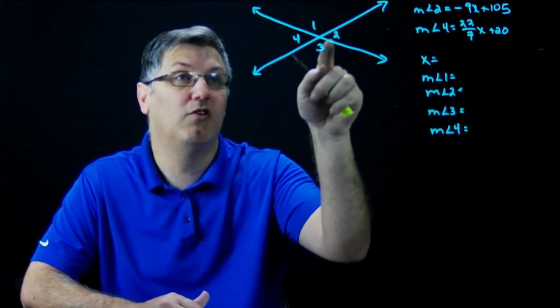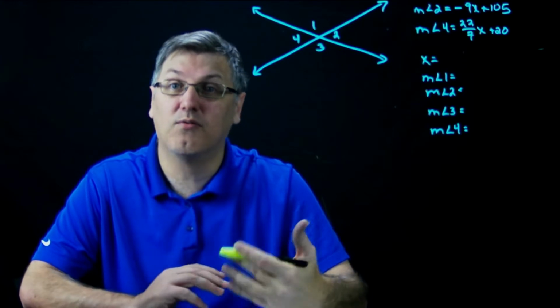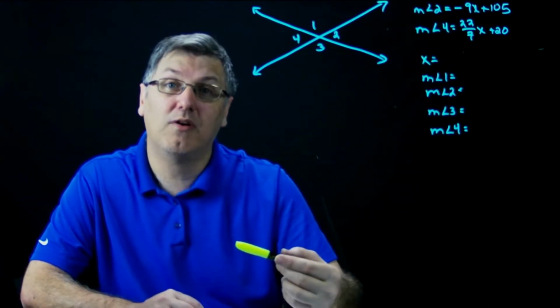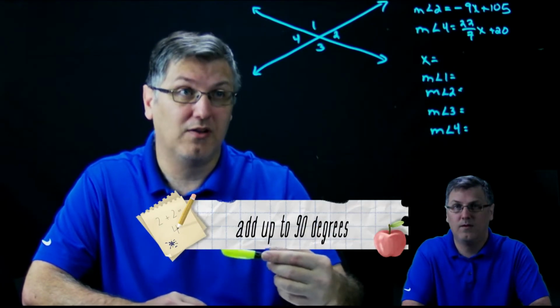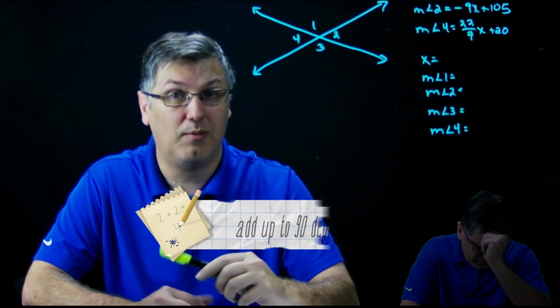I want to find all the measurements of these angles by using these equations and using those concepts of vertical, supplementary, and complementary angles. Now, we're not going to use complementary angles, but complementary angles mean that they're going to add up to be 180 degrees, but we are going to use vertical and supplemental to solve this problem.